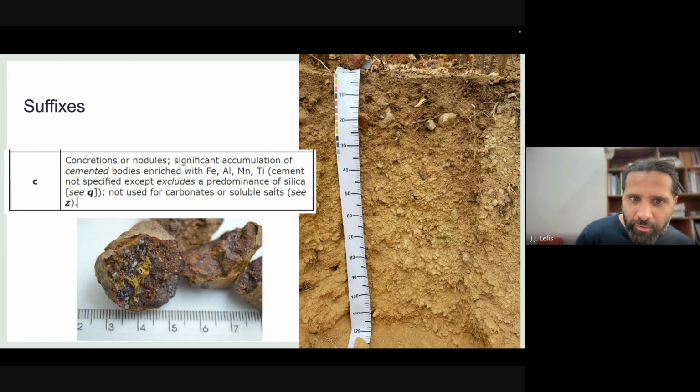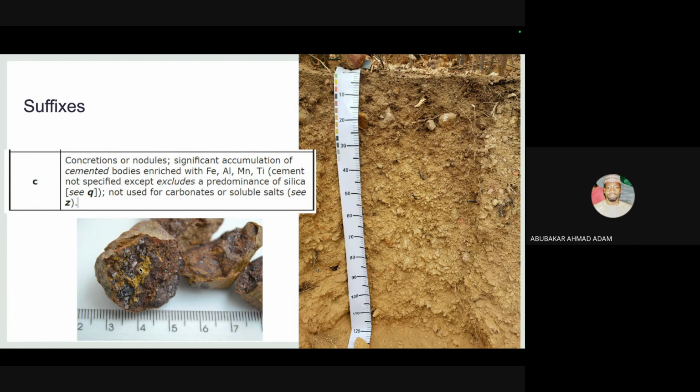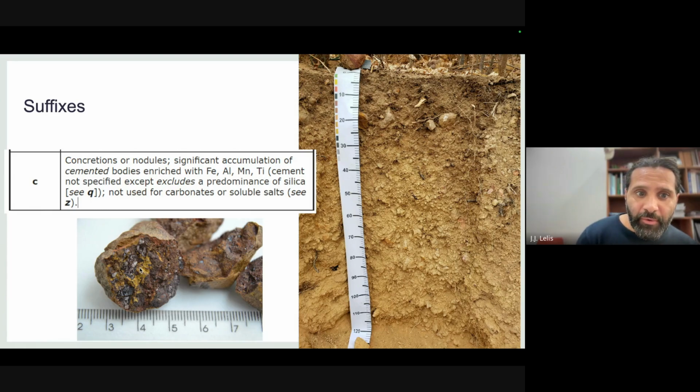When you have metals or transitional metals or semi-metals, yes, you can include them. Okay, no carbonates and no salts and no silica. In this case, great, we can have any kind of cementation. Why do I like them very, very much? Because they express change of redox conditions. Okay, they express the iron concretions and the iron nodules. They express that in the past we had something that was flooded.